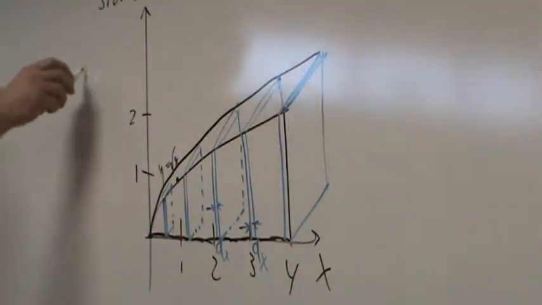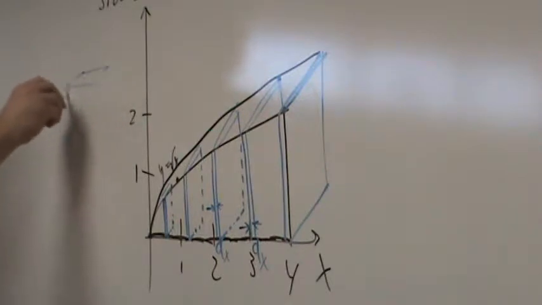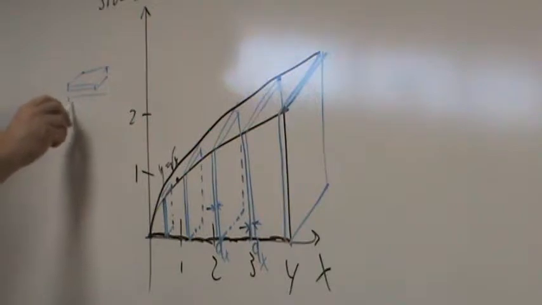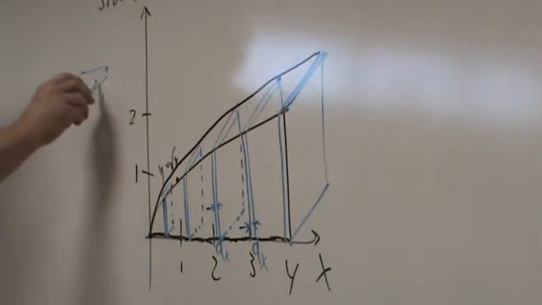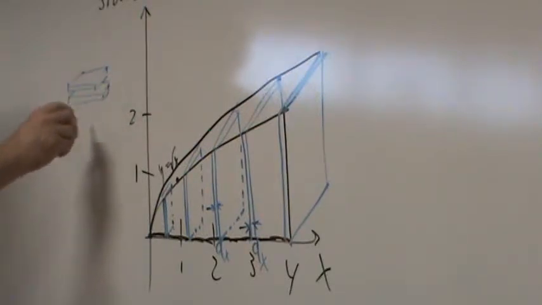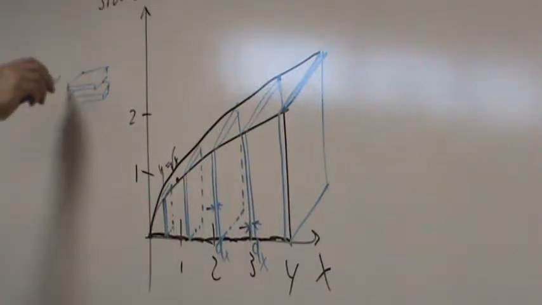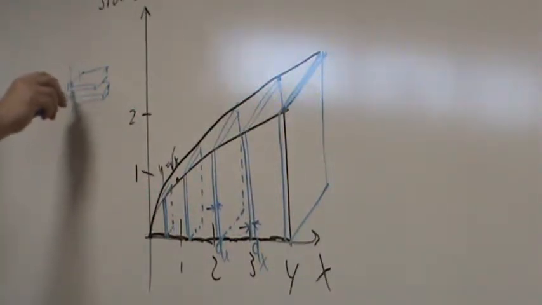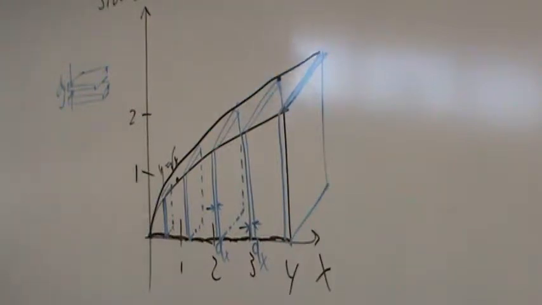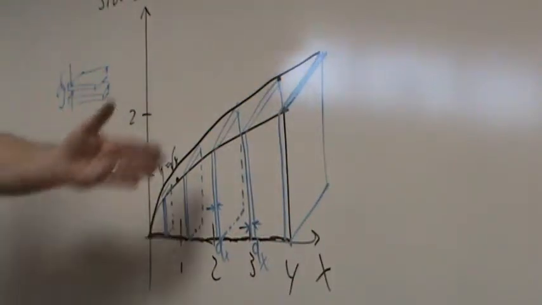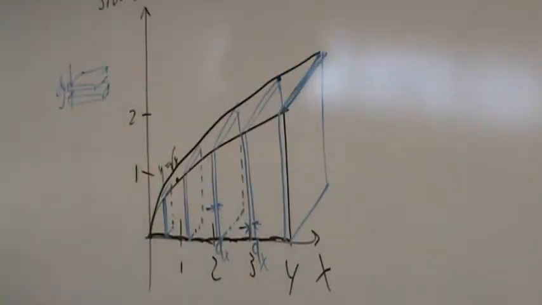If the wafers were horizontal, getting bigger as I go, then the thickness of each wafer would be dy. But these aren't horizontal wafers, these are vertical wafers. So the thickness of each wafer is dx.